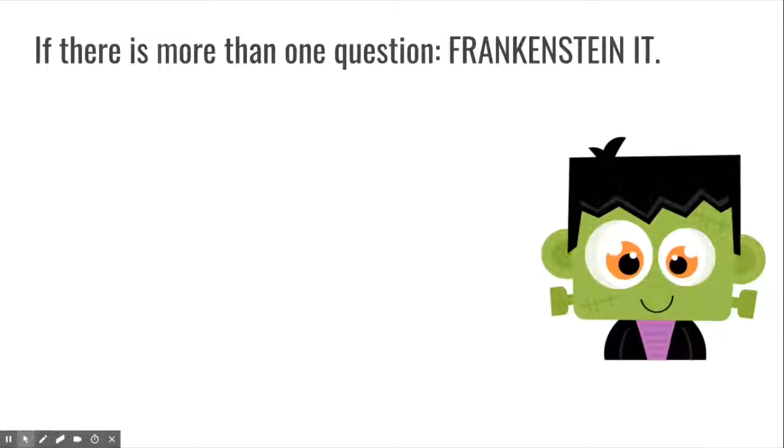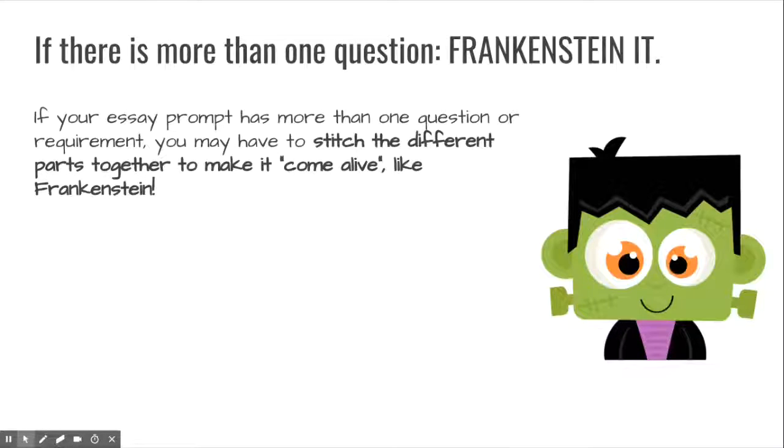What I mean by Frankensteining it is, if your essay prompt has more than one question or requirement, you may have to stitch the different parts together to make it come alive, like Frankenstein. You might not provide evidence for each supporting question. You might not do the whole RACES process for every single question if there's multiple questions in your writing prompt. But I'll go through with you on that and how to figure that out.